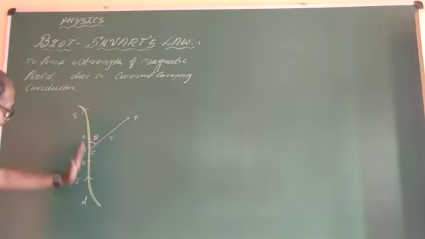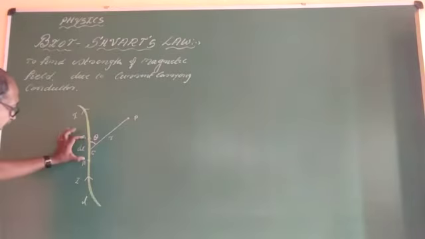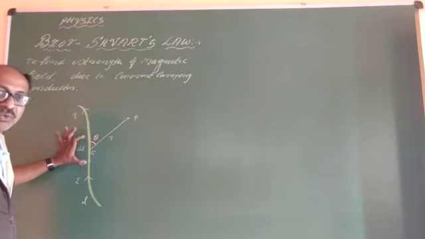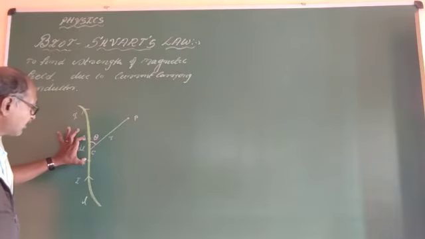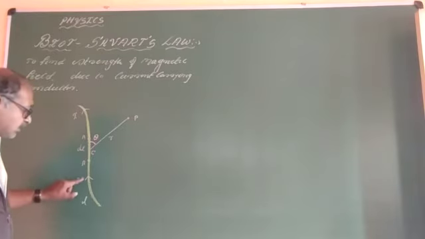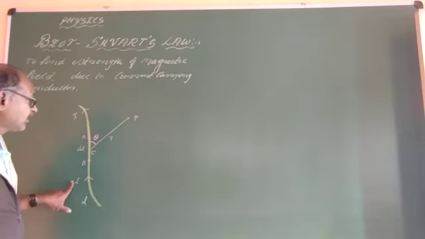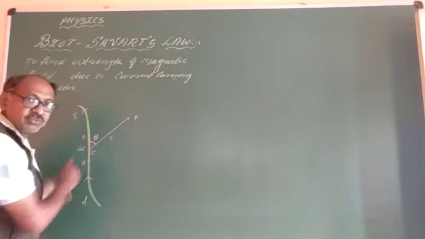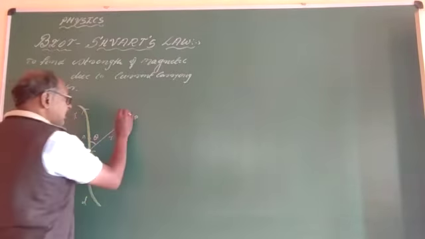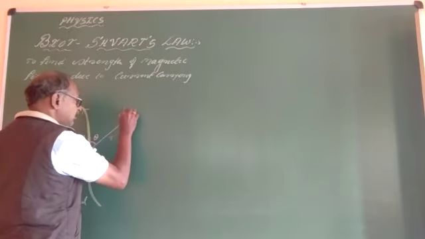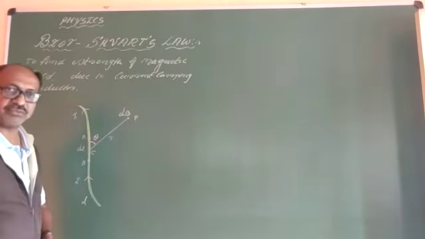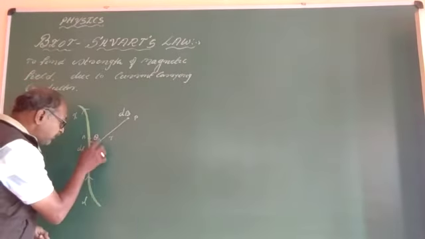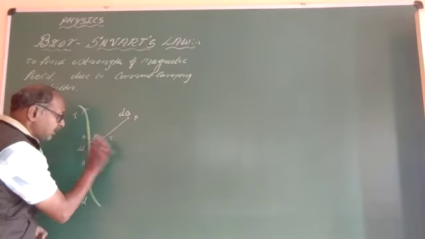Consider dl is a small element on a conductor carrying current, that is I. The P is any point where there is a presence of the magnetic field. I will represent that magnetic field as dB, the magnetic field. Now the theta is the angle between dl and R.